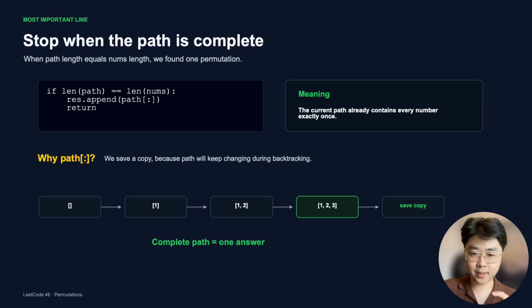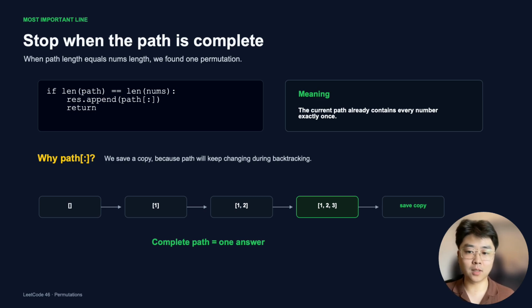But we must save a path copy, not the path itself. This detail is small but deeply important. The path is still alive, but it will continue to change as backtracking continues. And if we save the original list, our previous answer may be changed by future choices. So in code, memory requires protection. We preserve the answer by copying it.